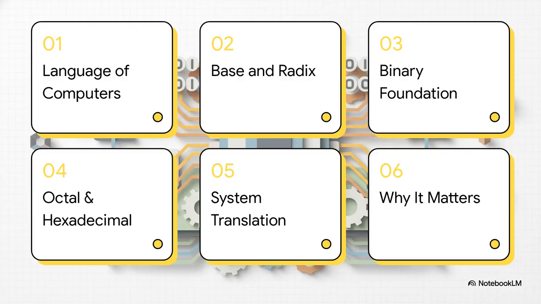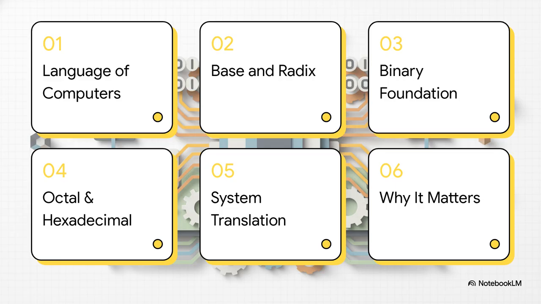To fully understand how this all works, here's our roadmap for today. 1. The language of computers. 2. Understanding base and radix. 3. Binary, the digital foundation. 4. Octal and hexadecimal shortcuts. 5. Translating between systems. And finally, 6. Why number systems matter.